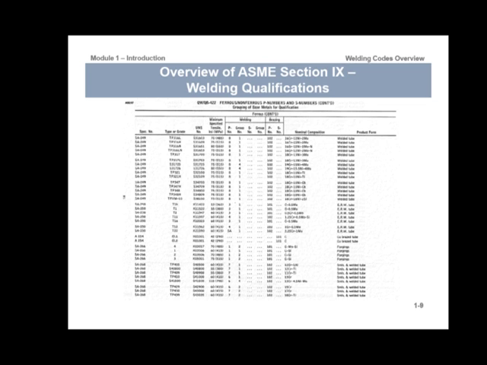But the P number and group number system is set up so that you can qualify one procedure and you'll get a whole bunch of different other base metals. They're close enough and they're in that family, so you don't have to qualify a zillion different combinations of base metals.